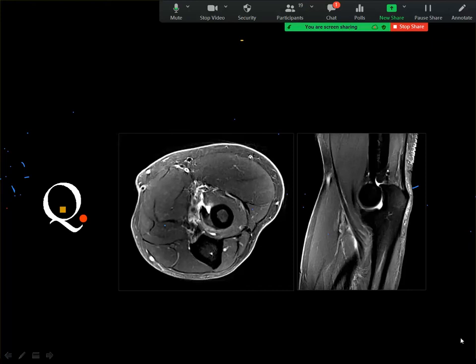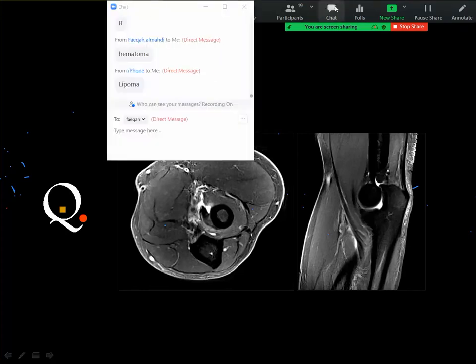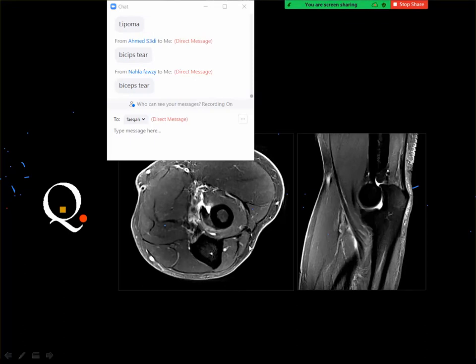Next case is an MRI of the elbow, axial and sagittal STIR images. Biceps tear, biceps tear. The biceps tendon reaches its insertion. It looks intact, and this is the right answer, which is the biceps tendinosis.